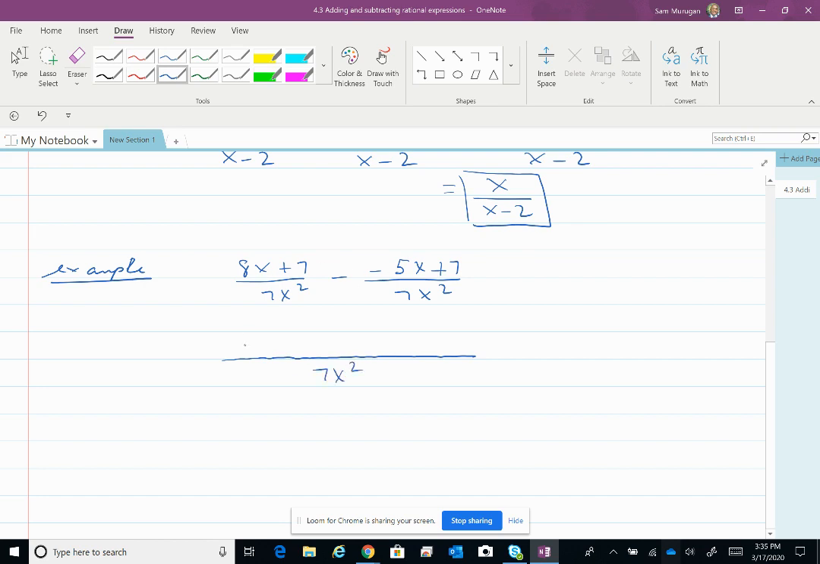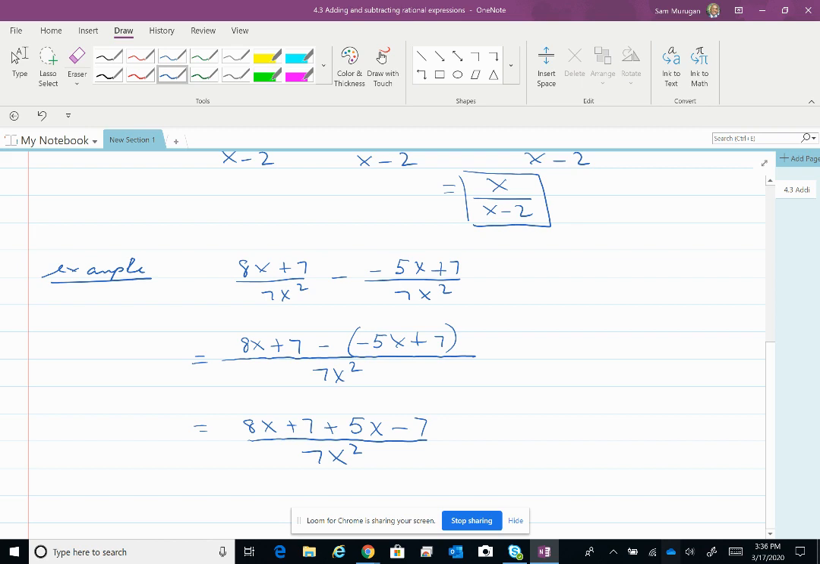And we have to be careful in the numerator when we're subtracting, because we are subtracting the entire expression 5x plus 7. So we have to distribute the negative here. Negative times negative is positive 5x. And negative times 7 is negative 7 over 7x squared.